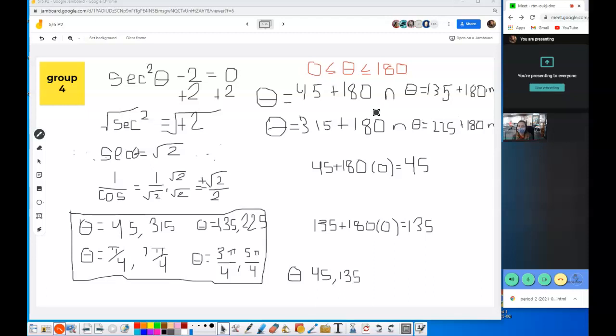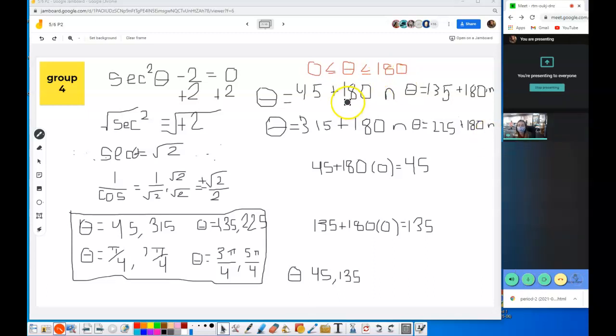Is it supposed to be 0? No, it's not. It's because it's supposed to be 360. Yeah, could you say that again, Camille? 360 because it's cosine, not cotangent. Right. Does that make sense, group 4? Yeah, I think we got confused.